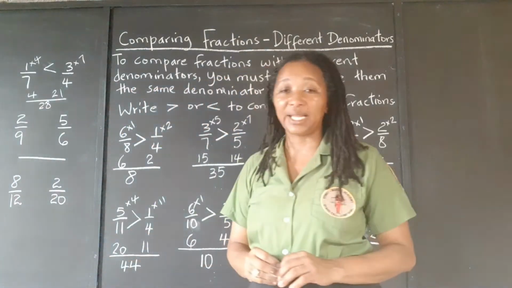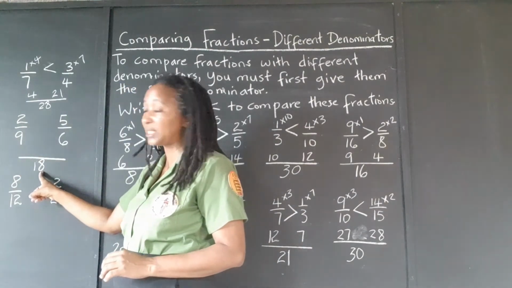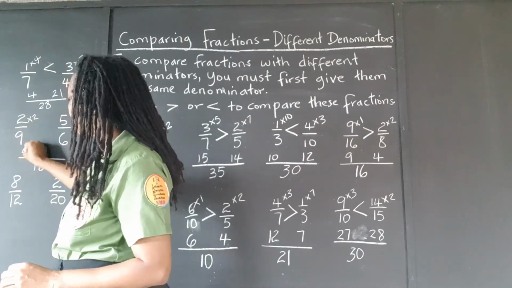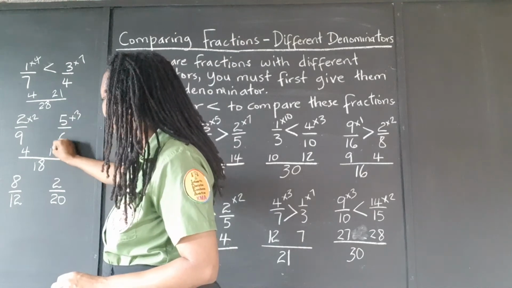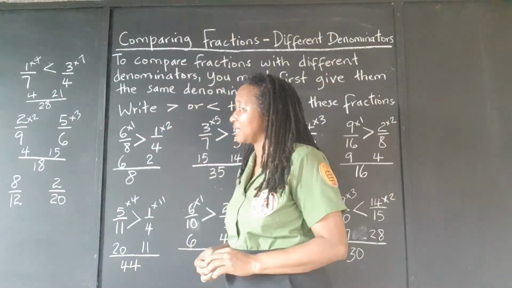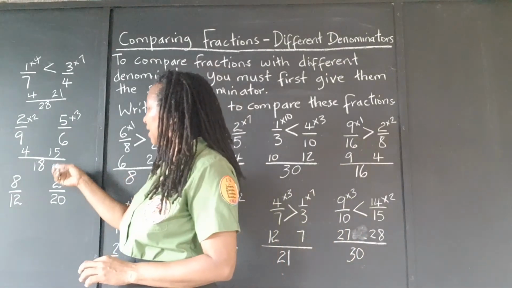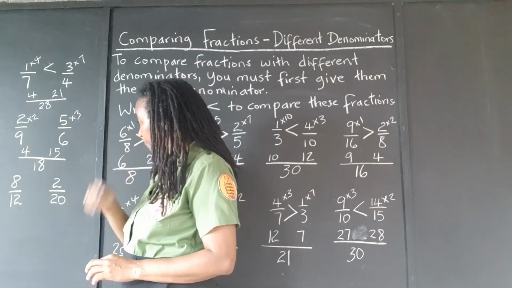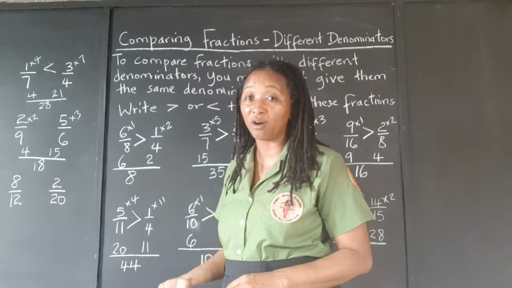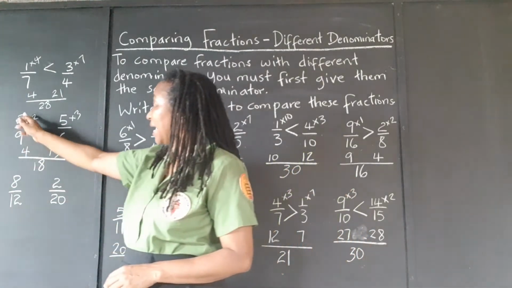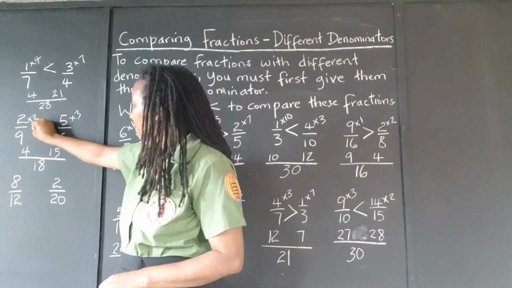The smallest number that 9 and 6 can go into is 18. 9 goes into 18 2 times. 2 2s are 4. 6 goes into 18 3 times. 5 3s are 15. So 4/18 is an equivalent fraction of 2/9. 15 over 18 is an equivalent fraction of 5/6. When we compare the 4 and the 15, we see that 4 is the smaller of the two. So 2/9 is actually a smaller amount than 5/6.